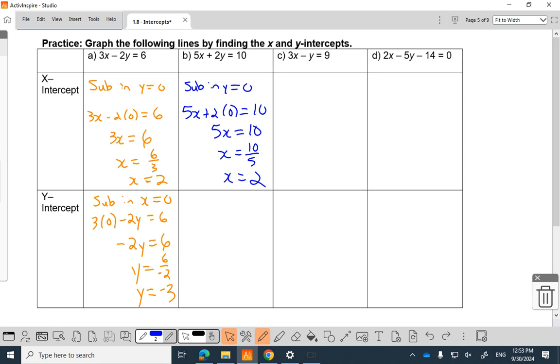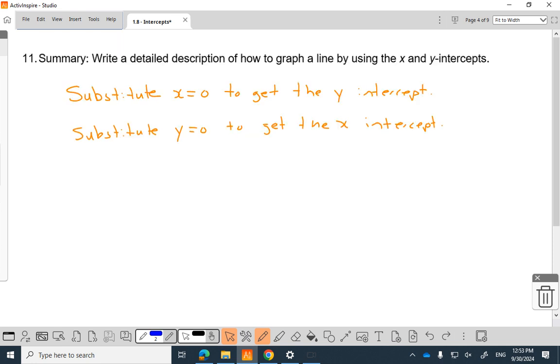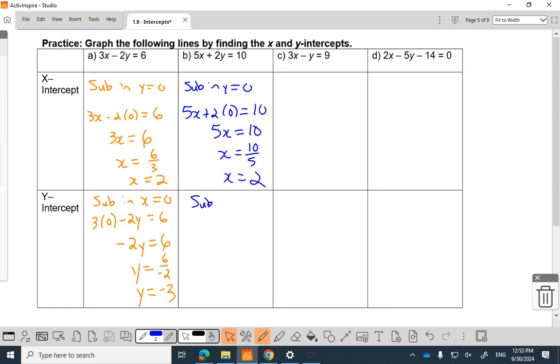How do I get the y-intercept? Substitute the 0 for x. Good. Sub in x equals 0. And why that's so easy is what's 5 times 0? 0. Don't need my calculator for that. Now what? Divide by 2. Just divide by the 2.